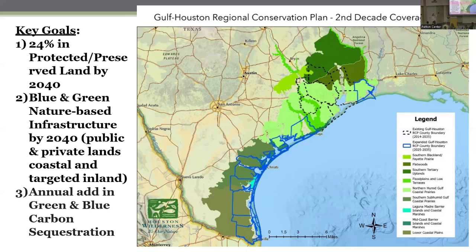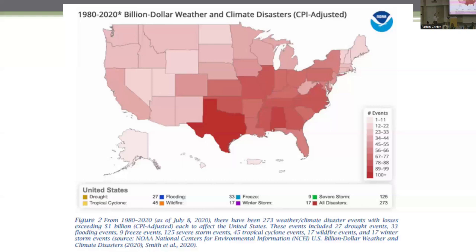24% by 2040 has stayed protected preserved land. That's mostly inland issues, although we're creating additional green space along the coast, which I'm going to talk about. Still, nature-based infrastructure by 2040, 50% generally of a coverage area having some type of nature-based infrastructure on it, again, native grasses, trees, that kind of thing. And then just an annual add of green and blue carbon sequestration. Actually trying to quantify that when you go beyond trees became kind of difficult. I don't have to tell you all this, but I like to show this slide when I give presentations.